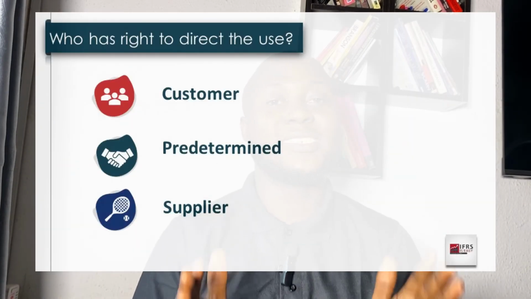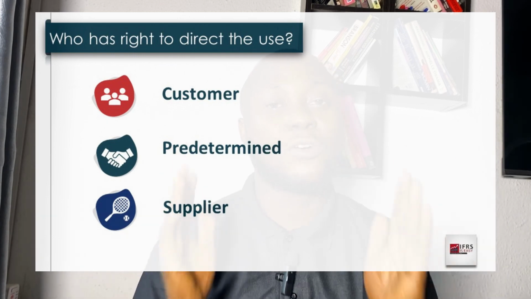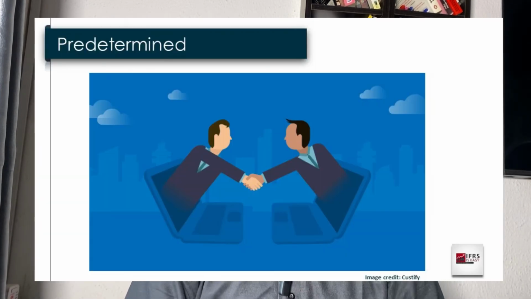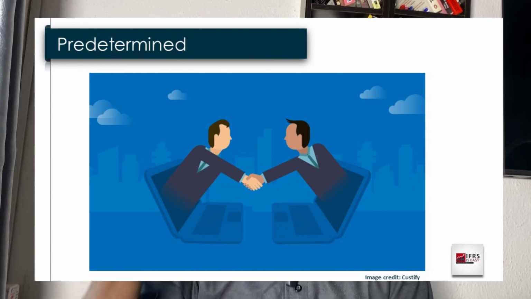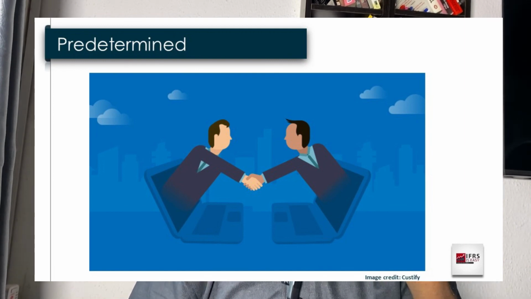Now, the third one is that, has it been predetermined in the contract? Now, this is quite tricky. If it has been predetermined in the contract, then there is another question that should be asked: as at the time when it was predetermined in the contract, does the customer have the right to design that asset as at that time? Was the customer part of the design process of the asset? If the customer was not part of the design process of the asset, then automatically it does not contain a lease.